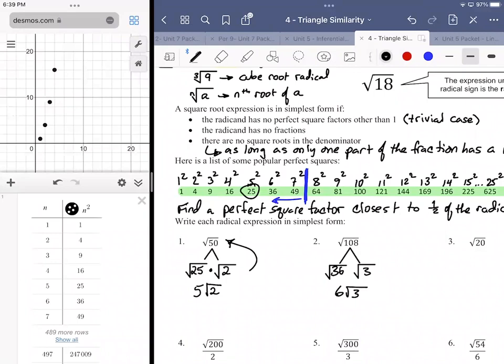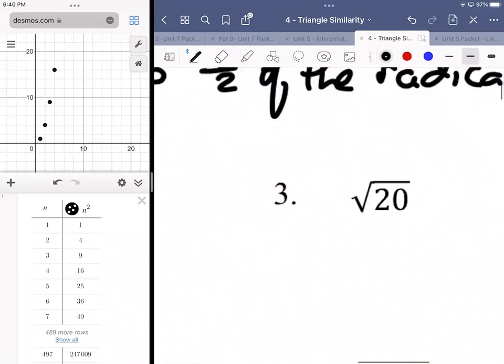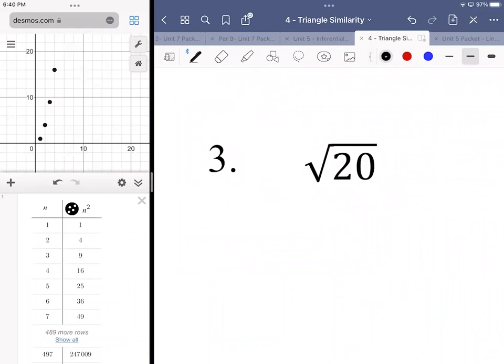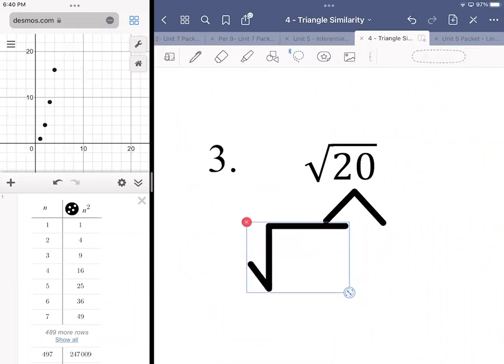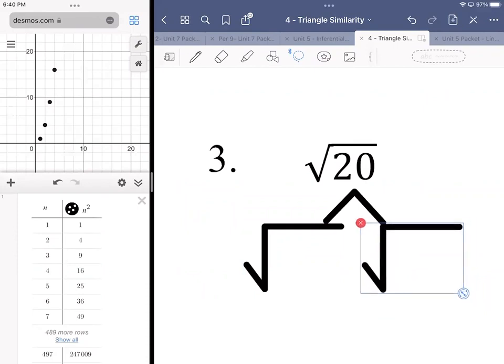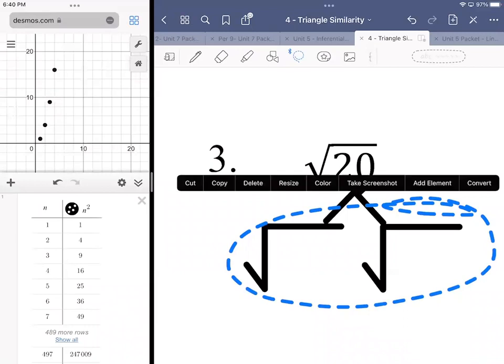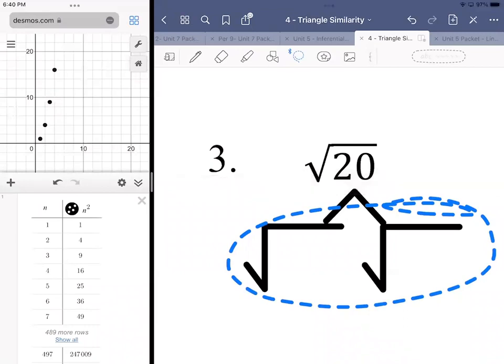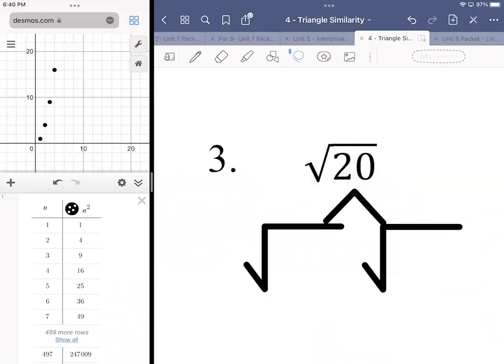That's great and useful, but I want it to help me even more. I want it to give me the factors of radical 20, for example. I want the two numbers that are going to multiply to radical 20, one of which should be a perfect square. That's what I want Desmos to do. It's great that it's given me a list of perfect squares, but I want it to do more. It's technology. It should be able to handle more.